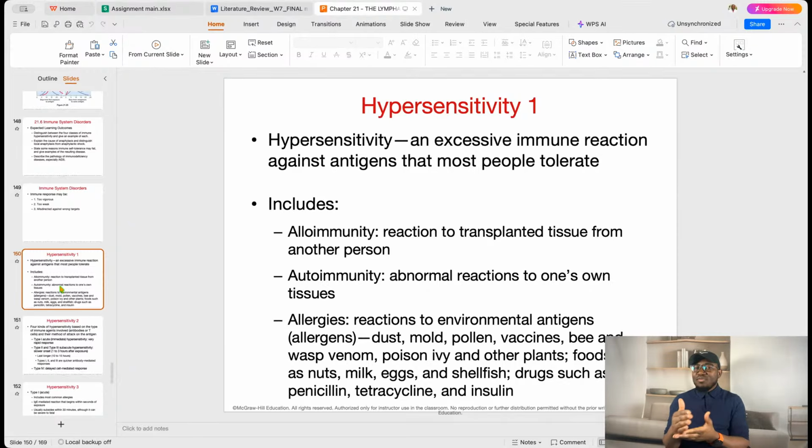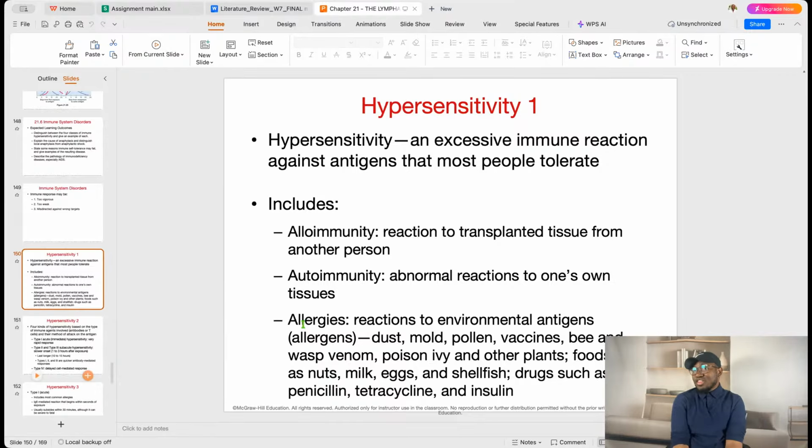Hypersensitivity is an excessive immune reaction against antigens that most people tolerate. Also, that's how you know these blood transfusion reactions. You understand? So these are the things that are included in hypersensitivity, like alloimmunity, autoimmunity, allergies. Like an asthma patient, how they react. Alloimmunity, you give somebody a kidney and the person starts reacting. That's hypersensitivity, all right?